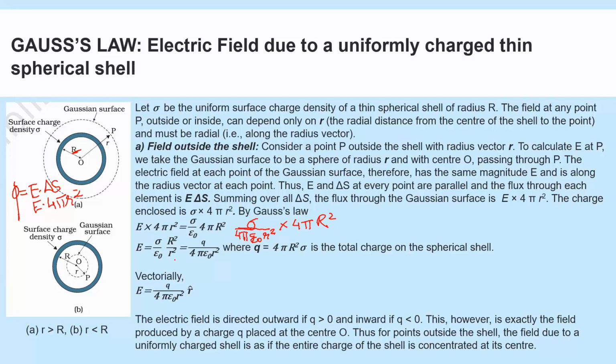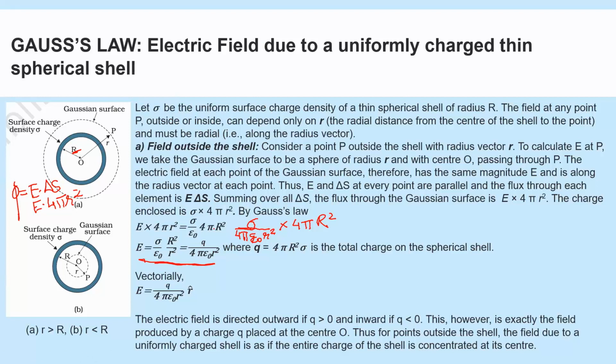Okay, so then what we are going to write, the total charge of the spherical shell can be given as the area into the surface charge density. Then you replace this upper term with respect to the total charge that is there for the spherical shell. So this is going to be the electric field outside the shell due to a uniformly charged thin spherical shell.